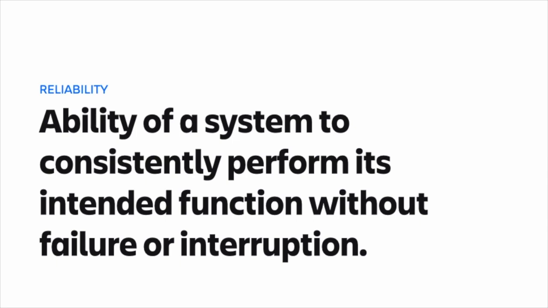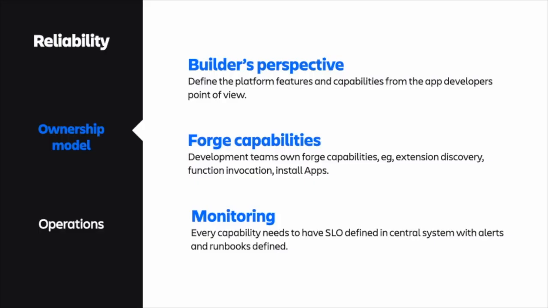Reliability, in general, is defined as the ability of a system to consistently perform its intended function without failure or interruption. In terms of Forge, reliability means the app code gets triggered whenever a function in a Forge app is invoked. The first thing we have done to achieve reliability in the Forge platform is redefine the ownership model within the engineering team, which has enabled the team to own the Forge builder flows end to end.